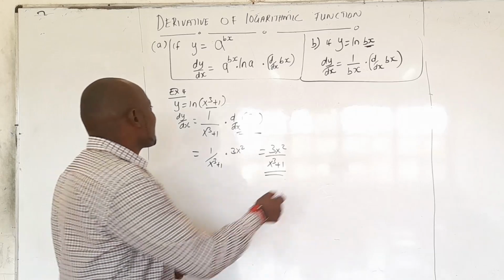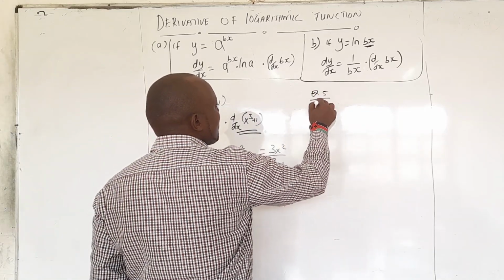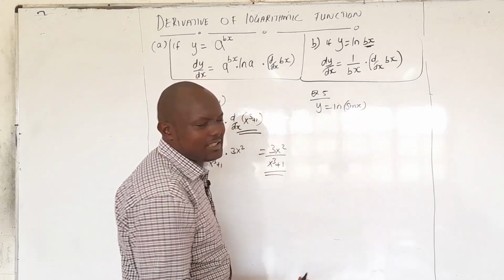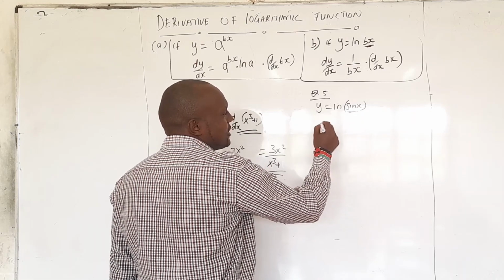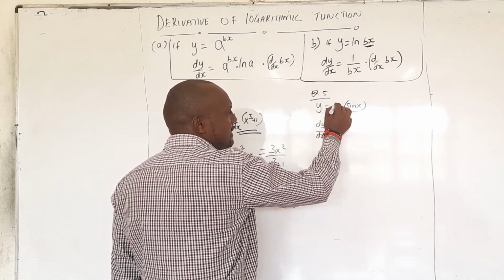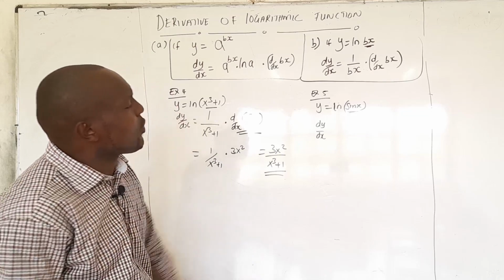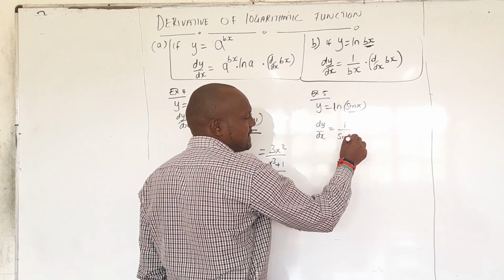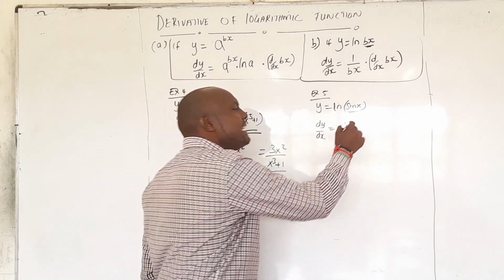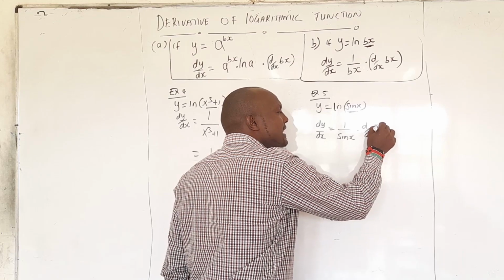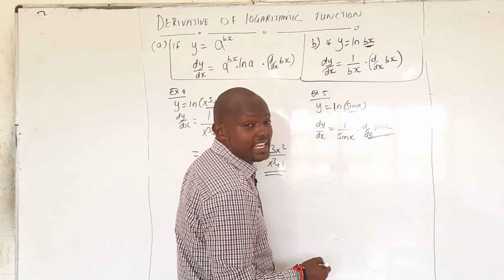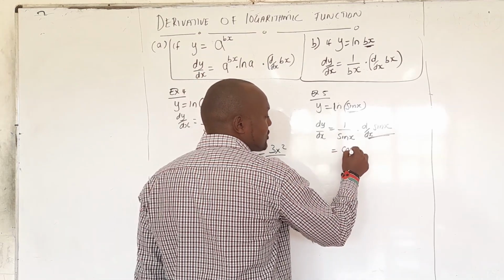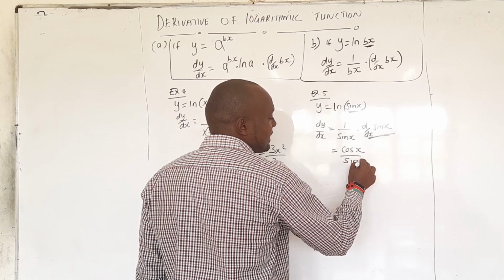Even if you are given example 5, y is equal to natural log of sine x, it doesn't matter. Our main focus is sine x. So dy over dx, this is natural logarithm Ln, our main focus is this sine x, so it will be 1 over sine x multiplied with the derivative of sine x. Based on our classes on trigonometry, we know it is cos x. So you have cos x all over sine x.